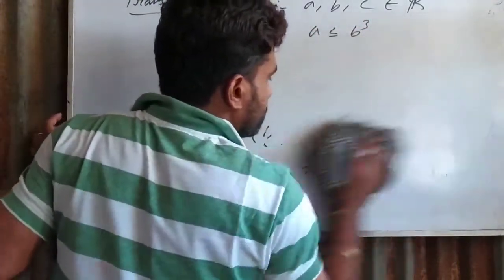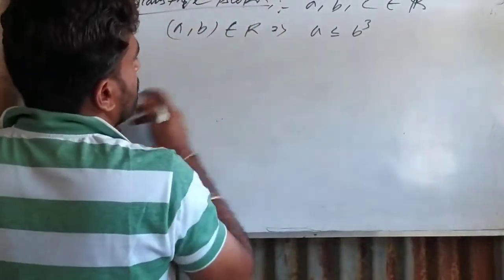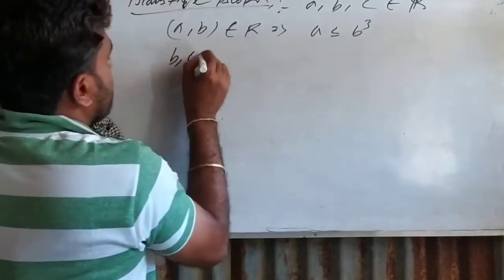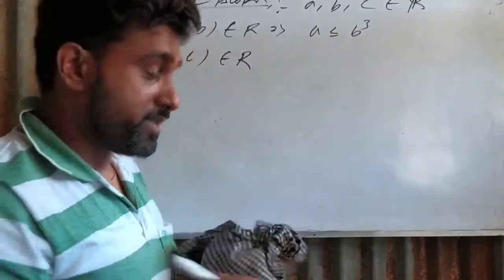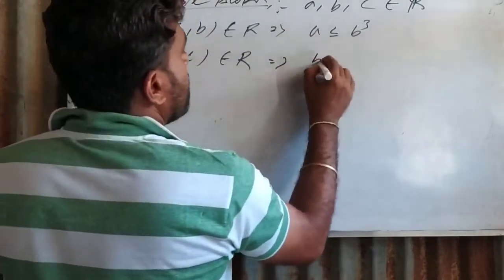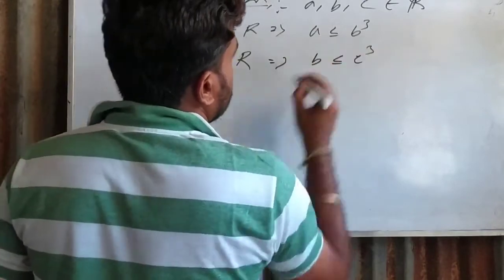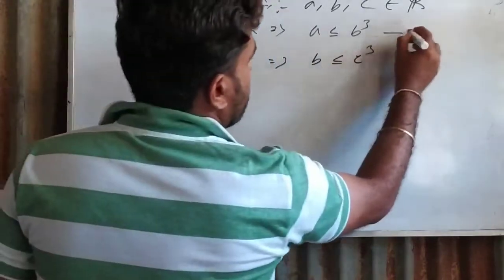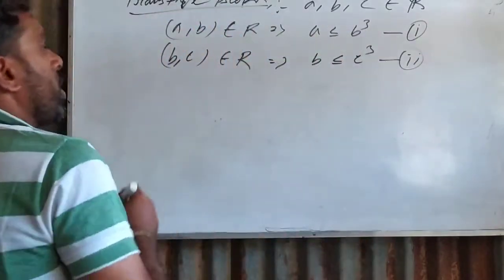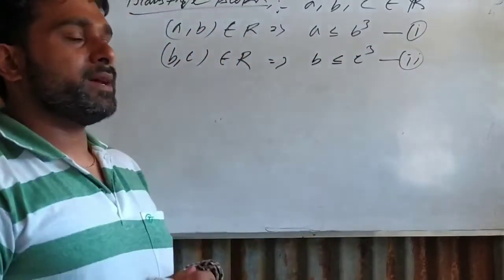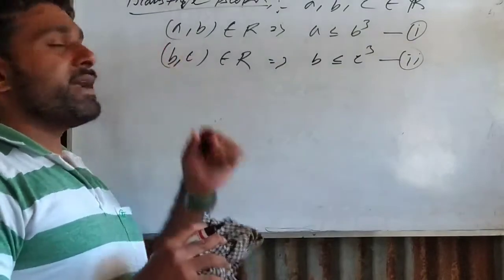Okay. b, c, again this ordered pair, friendship between a and b, b and c: b ≤ c³. Okay. This is inequality number 1 and this is inequality number 2. Now we have to verify whether there is any relation between a and c or not.